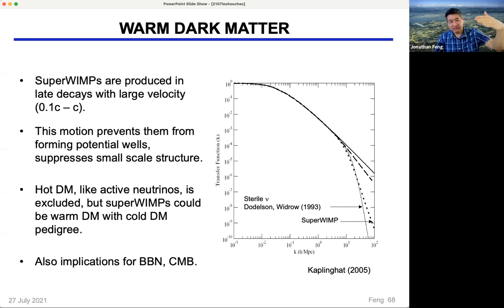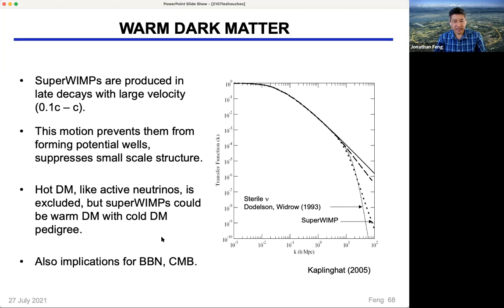You make this gravitino not heavier than the neutralino, but slightly lighter. And all of a sudden, you don't have cold dark matter. You have warm dark matter, but with the exact same motivations. It comes out of supersymmetry, comes out of some weak scale theory, has the right relic density because of the WIMP miracle, but vastly different astrophysical implications.